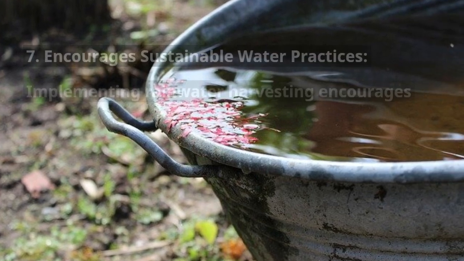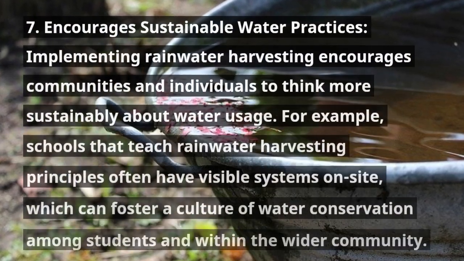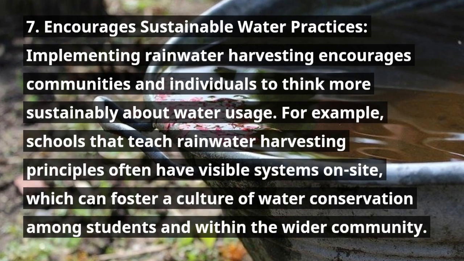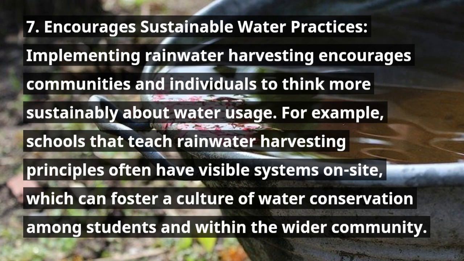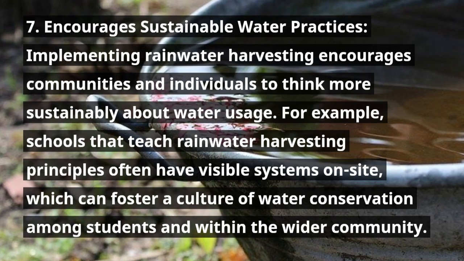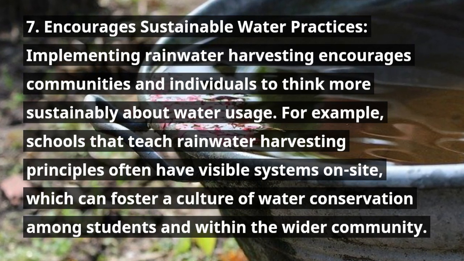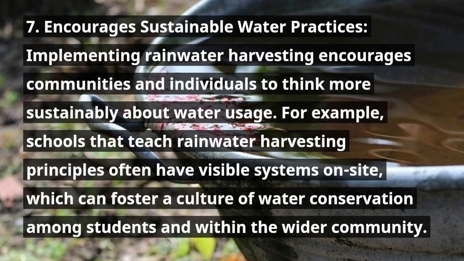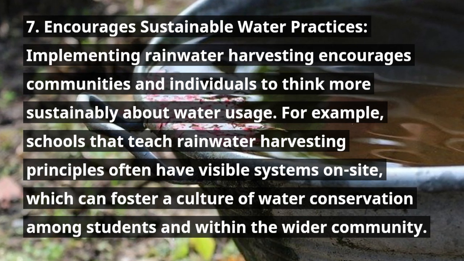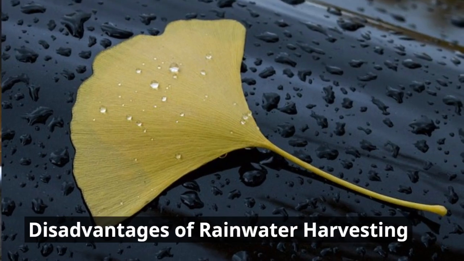7. Encourages sustainable water practices. Implementing rainwater harvesting encourages communities and individuals to think more sustainably about water usage. For example, schools that teach rainwater harvesting principles often have visible systems on site, which can foster a culture of water conservation among students and within the wider community.